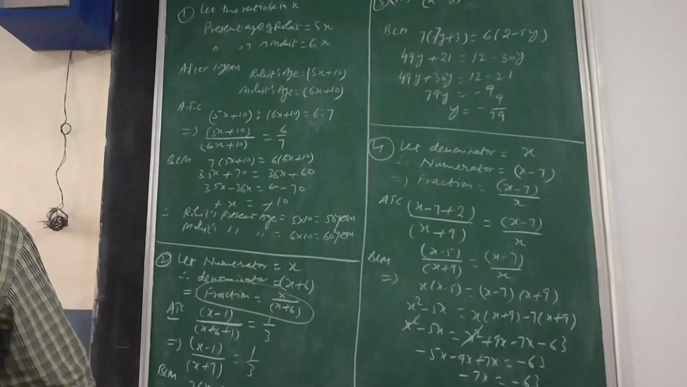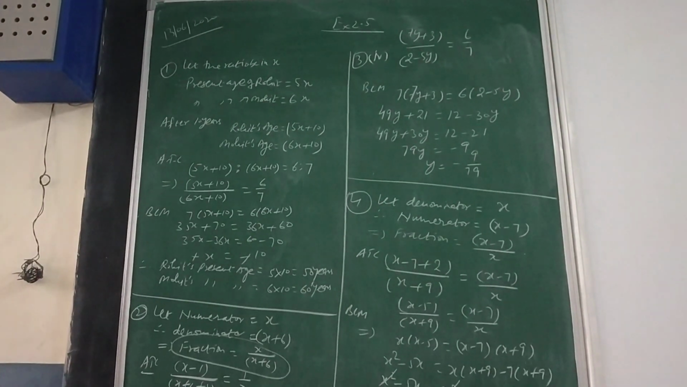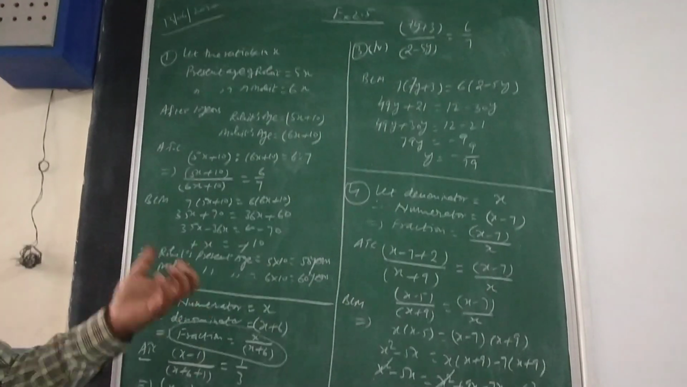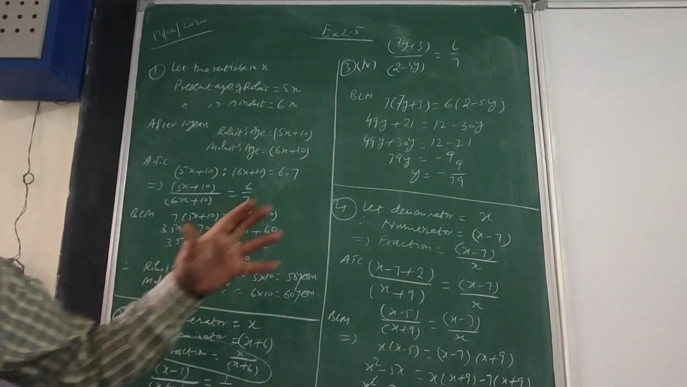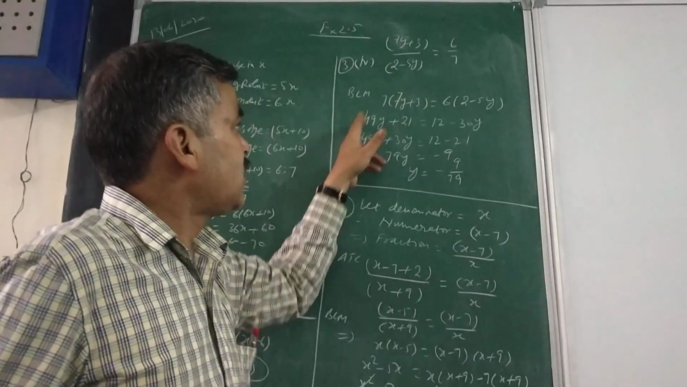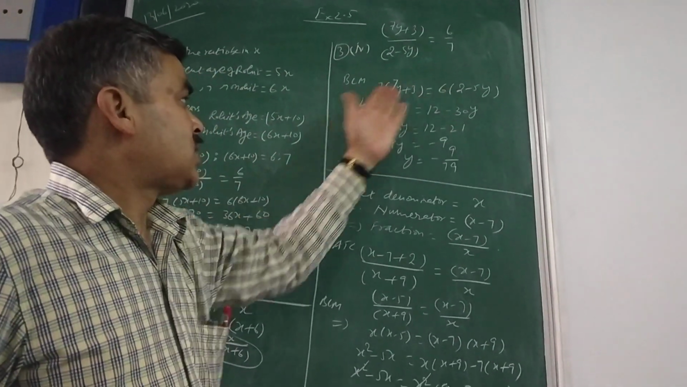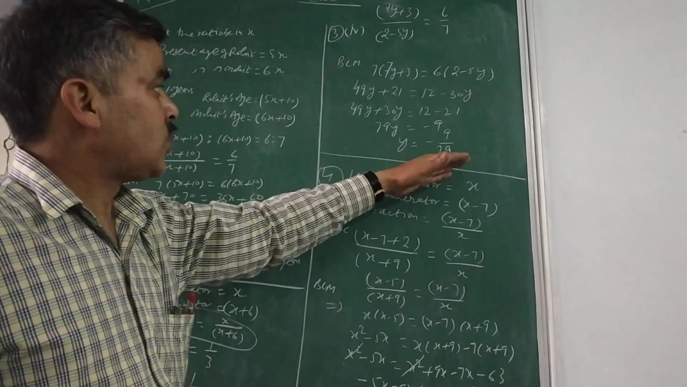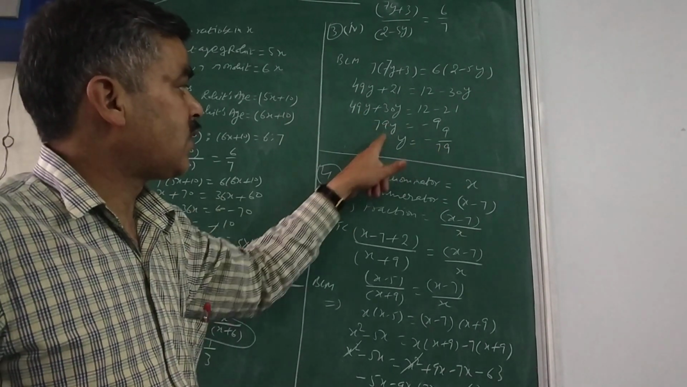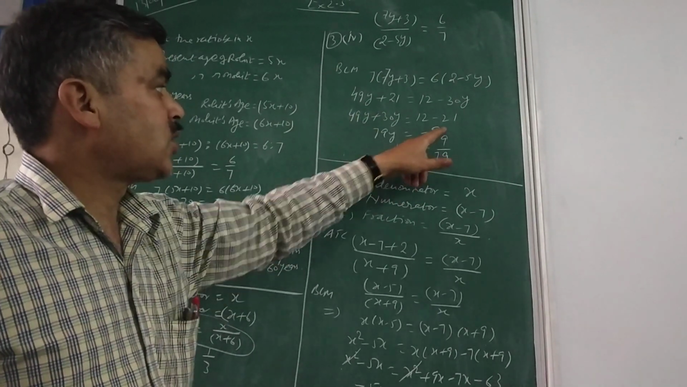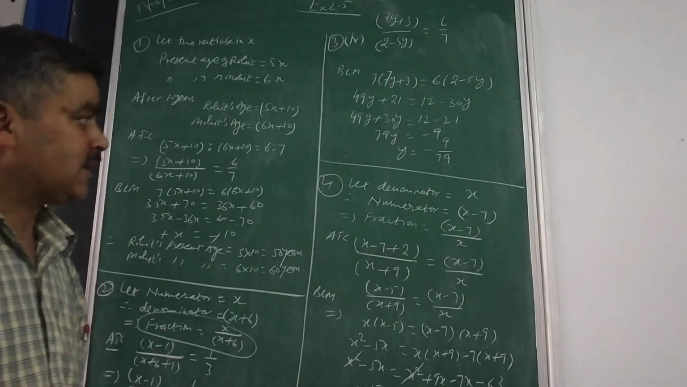In the third question, you have already done this type of question in previous exercises, so I have picked up one part. Everywhere you have to go for cross multiplication: this into this is equal to this into this. Then solve the brackets, write the variables on one side and the constants on the other side, and calculate the value of the variable. This one is in y. By solving that you will get y is equal to minus 9 upon 79.